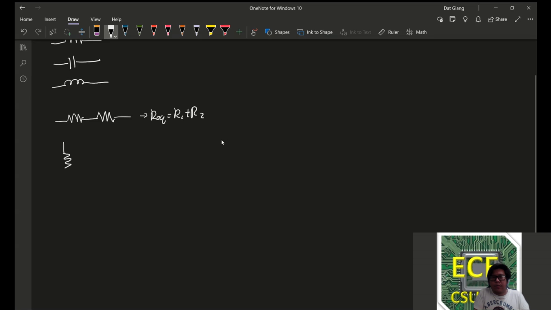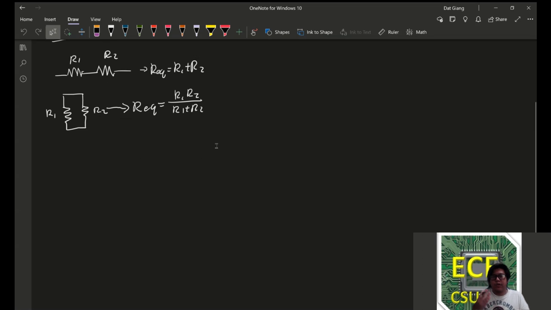While in parallel, we have to check that they share the same simple node, or they have two shared simple nodes, and their equivalent resistance is therefore R1 R2 divided by R1 plus R2. And just so we're clear, that's R1 R2 over R1 plus R2.